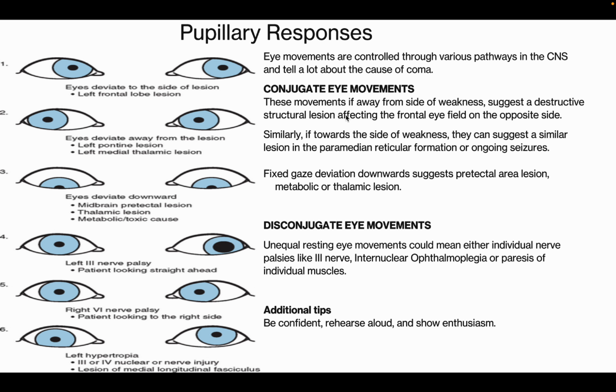So now the conjugate movements are if they are away from the side of weakness in the body of a person. As you get a patient who has one-sided weakness, and then the eyes are moving away from that side, that would suggest the lesion affecting the frontal eye field on the opposite side of that of the weakness.